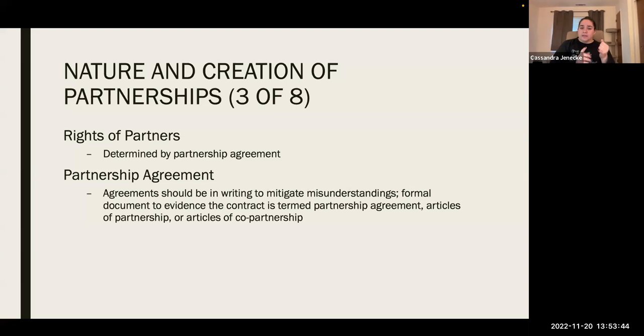So these, as I said, should be in writing, to mitigate those misunderstandings. It should be a formal document that is titled, termed the partnership agreement, or you can also call it an articles of partnership, articles of co-partnership. It's just really important to be clear.